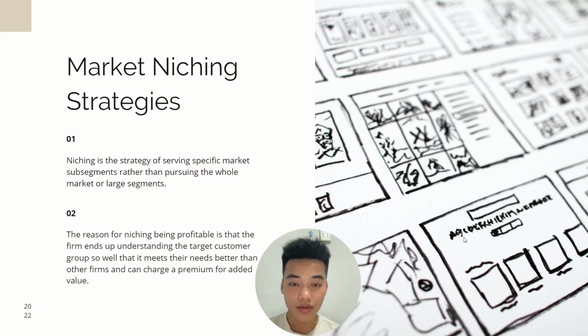Now, let's move on to the final part, market niching strategies. Niching is the strategy of serving specific market subsegments rather than pursuing the whole market or large market segments. Smaller firms with limited resources often use it, but even larger firms can pursue niching strategies. The reason niching is profitable is that the firms end up understanding their target customers so well that they meet their needs better than other firms and can charge a premium for added value.